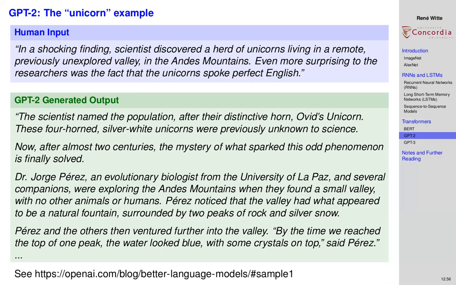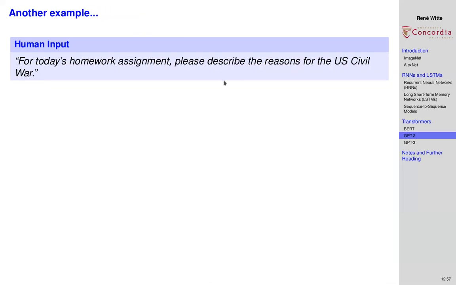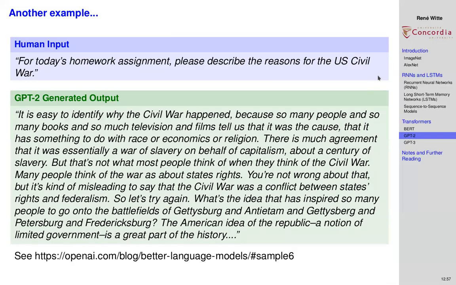Another example, and here you can see where this might get critical. Let's say you feed an input like, for today's homework assignment, please describe the reasons for the US Civil War. Something like you might have had to write as an essay in school. And from this input, again, it will generate a coherent description of this question.